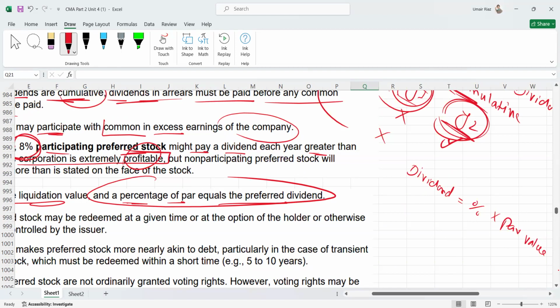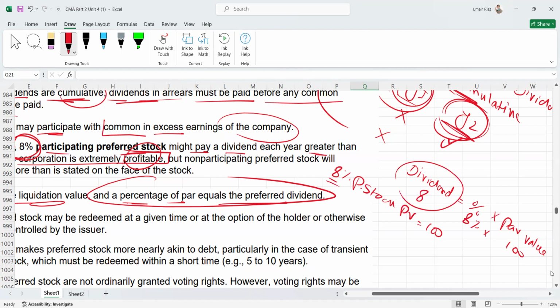For example, he told you in the exam question, 8% preferred stock. Par value for each preferred stock is $100. Let's assume. So if you want to calculate the amount of dividend on preferred stock, we need a par value, which is $100, times 8%. This percentage is actually for the dividend. So $8 is the amount of dividend per preferred stock.